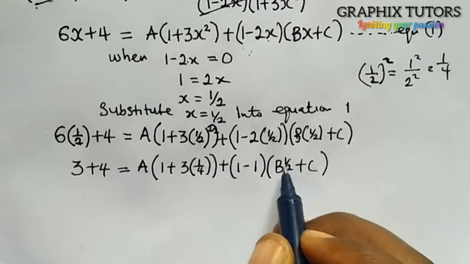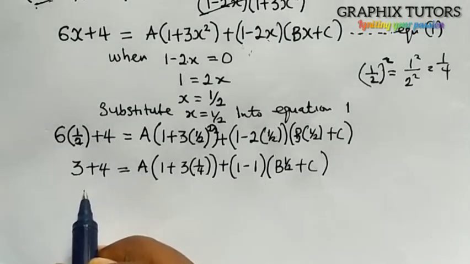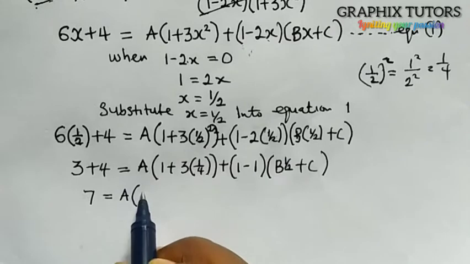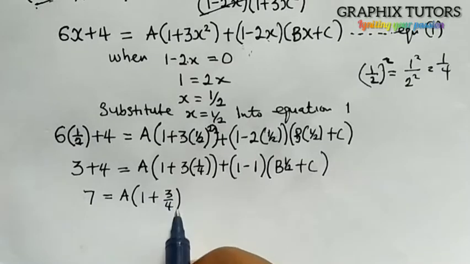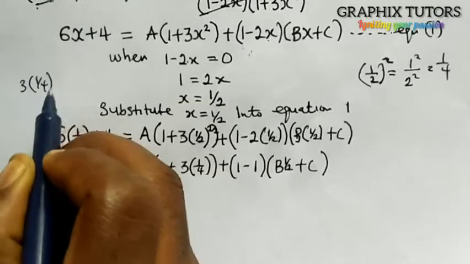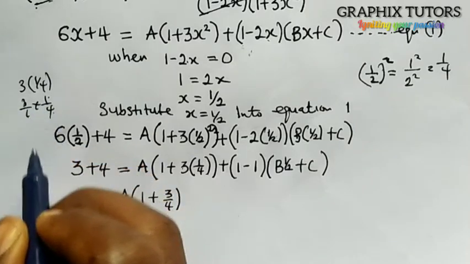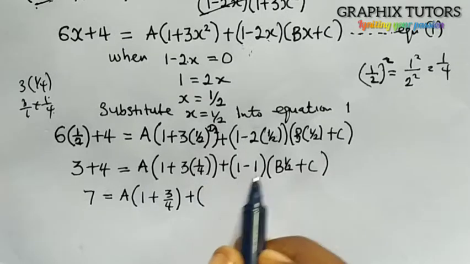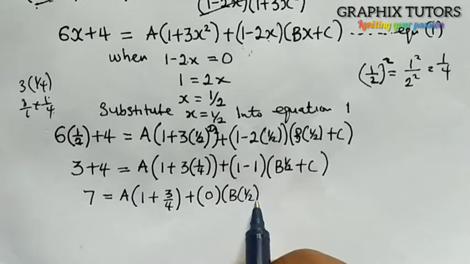Now from here, if you look at this, 3 plus 4 is 7, equals a into bracket 1 plus 3 times 1 over 4, because whenever you have 3 times 1 over 4, it means 3 over 1 times 1 over 4, and 3 times 1 is 3, 1 times 4 is 4, that will give me 3 over 4. So plus, open the bracket, 1 minus 1 is 0, we'll still have b into bracket 1 over 2 plus c.